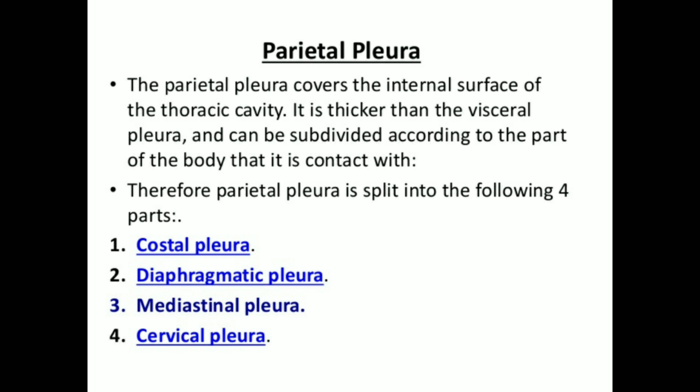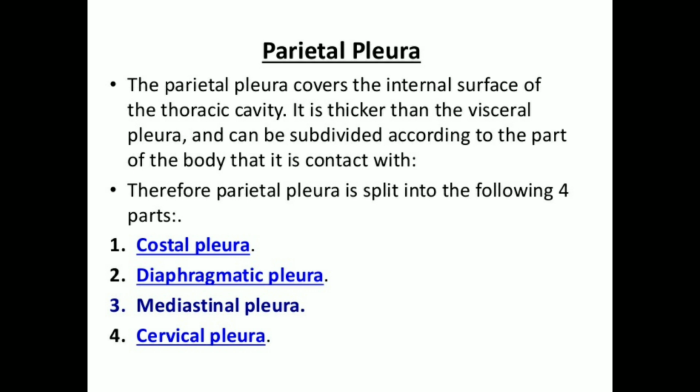Next, what do we mean by parietal pleura? The parietal pleura covers the internal surface of the thoracic cavity. You know the thoracic cavity consists of ribs and the sternum, so within the cavity, the parietal pleura is present. It is thicker than the visceral pleura and can be subdivided according to the parts of the body it is in contact with. Therefore, the parietal pleura is split into the following four parts: costal pleura, diaphragmatic pleura, mediastinal pleura and cervical pleura.